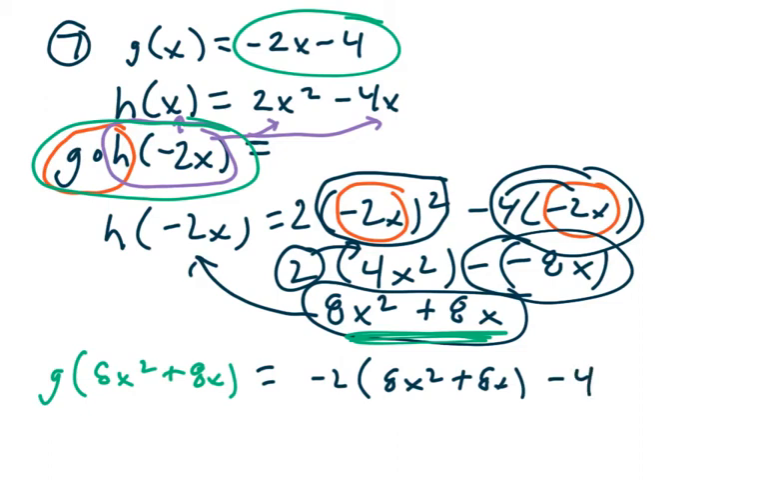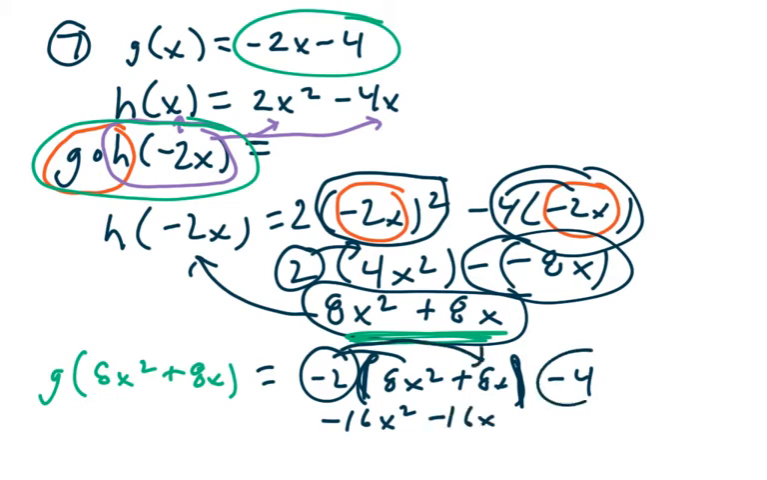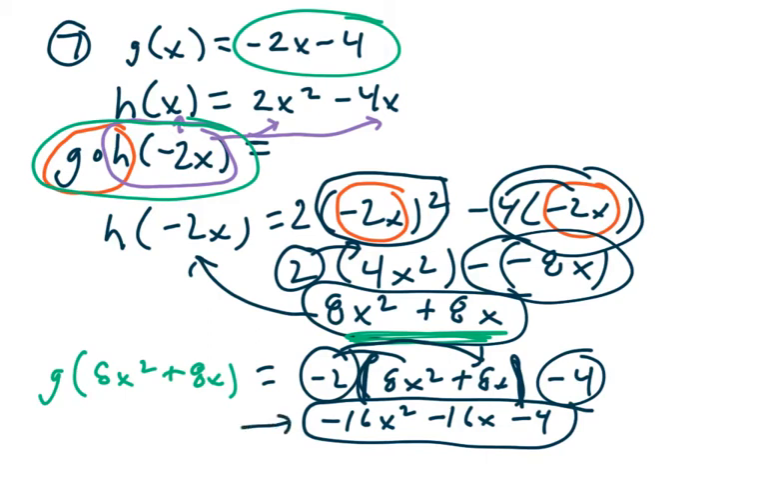Now, one thing you notice as I'm doing my work, anytime I input, I always use parentheses. Get in the habit of doing that, especially when you have to distribute a negative. That will prevent any careless mistakes. But anyways, negative 2 times 8x squared would be negative 16x squared. Negative 2 times 8x would be negative 16x. I also have a minus 4 at the end. And you know what? Nothing to put in order, nothing to simplify. This right here is g of h of negative 2x. Pause the video if you need to.